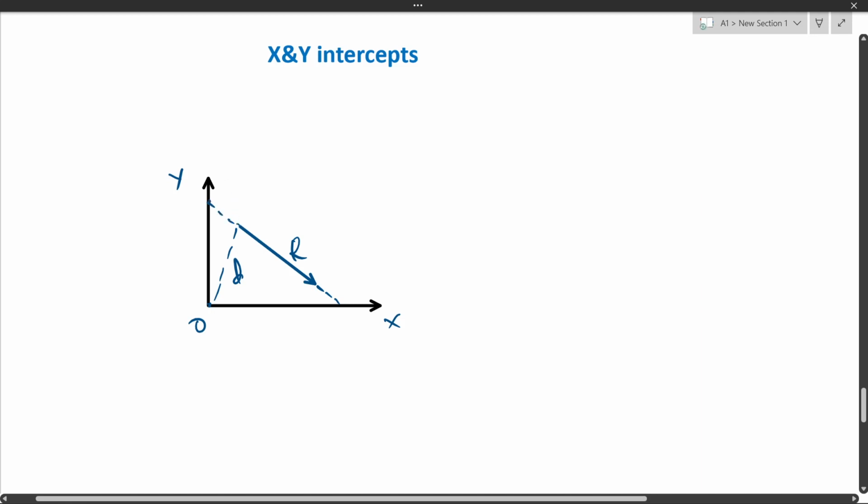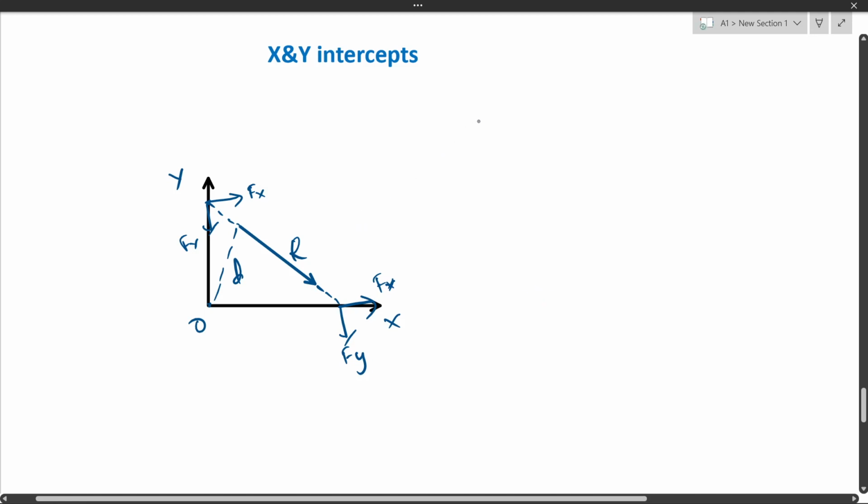So if it touches the y axis, it would have two forces, that is Fx and Fy, both of which are components of this R. The same way, if it touches the x axis, it would have another two components, Fy and Fx. We are assuming like that.